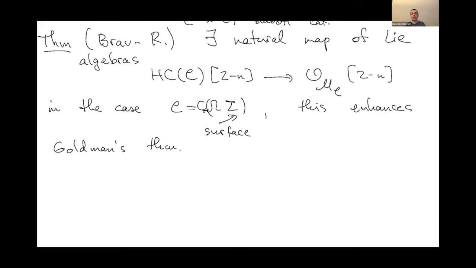I want to do that. And then I want to give another example of a totally different flavor of how this kind of construction is useful, namely in the theory of Hitchin systems. So the idea is to interpret the Lie algebras as Lie algebras of some groups of automorphisms.